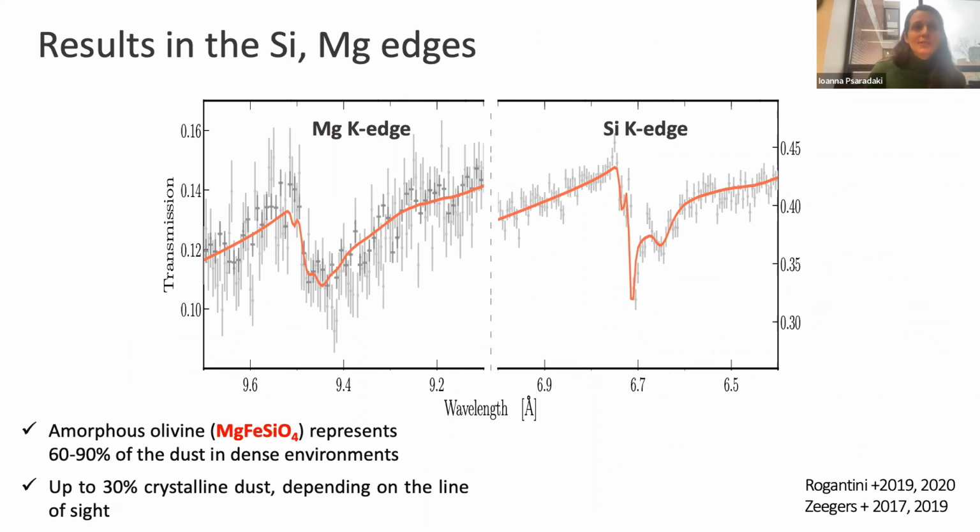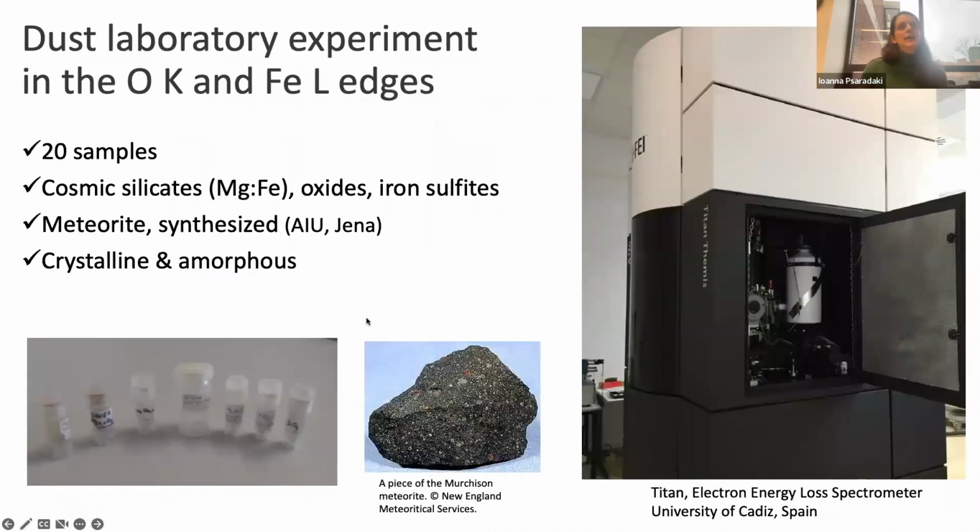Amorphous olivine, which has this chemical formula with 4 atoms of oxygen, basically represents most of the dust mass in the denser environments of the ISM that we probe with the silicon and magnesium edges. And also, next I will move to talk more about oxygen and iron, basically the problems that I presented in the beginning.